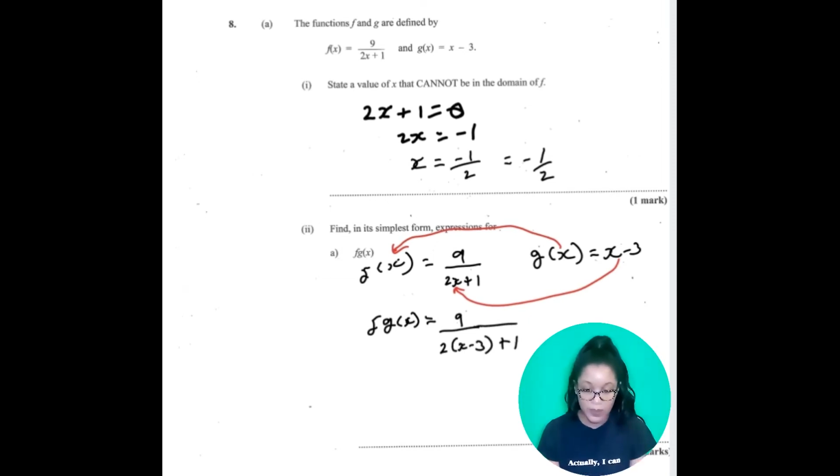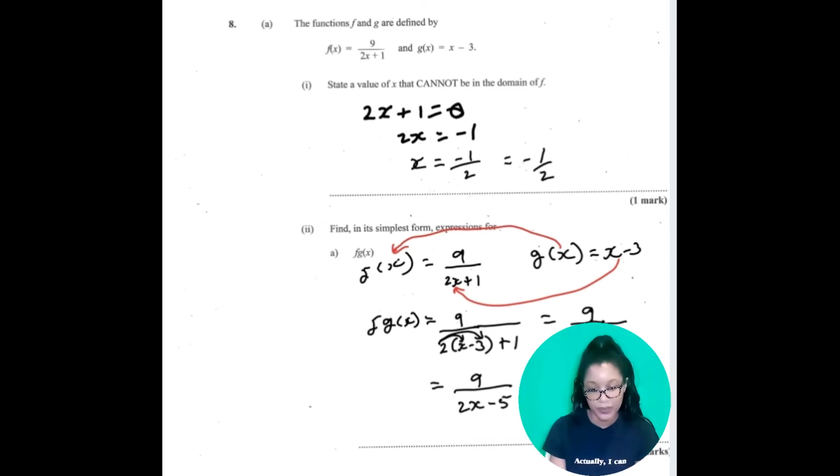So we simplify, we work it out. 9 all over, we simplify it. So 2 by x is 2x. 2 by negative 3 is negative 6 plus 1. Negative 6 plus 1 is negative 5. So the composite function fg of x is equal to 9 all over 2x minus 5.